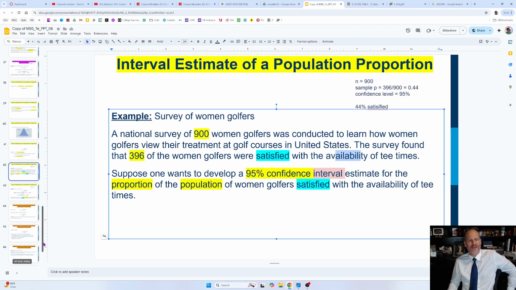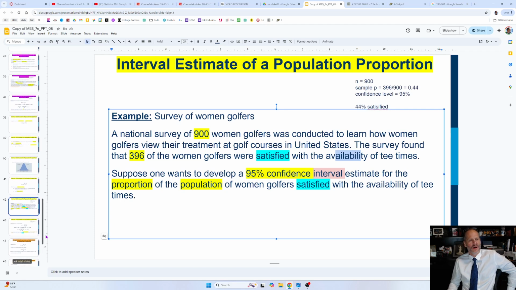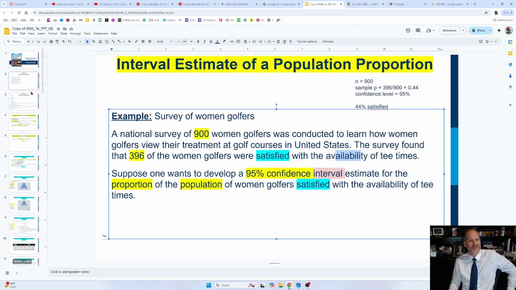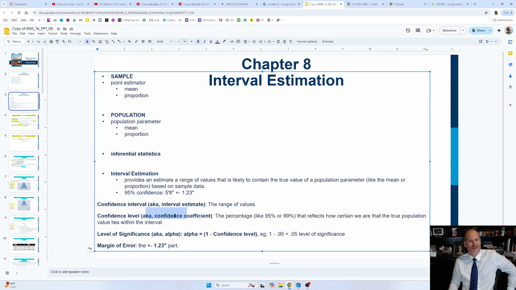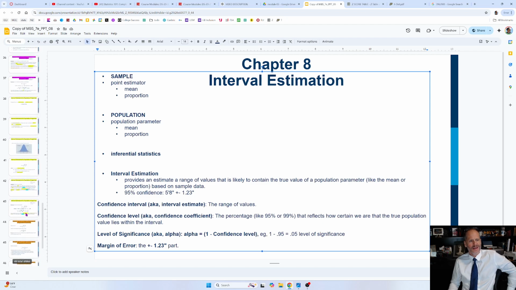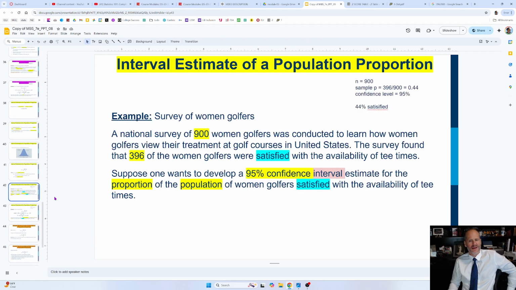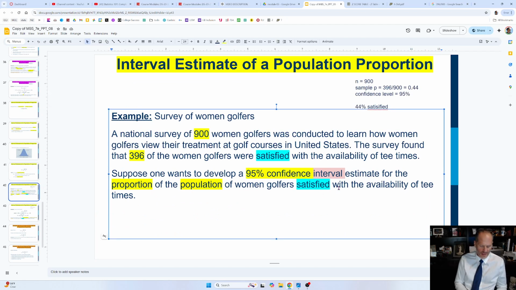Now, this is the one where I didn't really care for the way they put this together, because a confidence interval, or the confidence interval estimate, is the range of values. The confidence level, the confidence coefficient, is the percentage, like 95% or 99%, that reflects how certain we are that the true population value lies within that interval. So I'm going to come down here to this one, and I'm going to say this is a mistake in the textbook, and this should be confidence level and not interval.